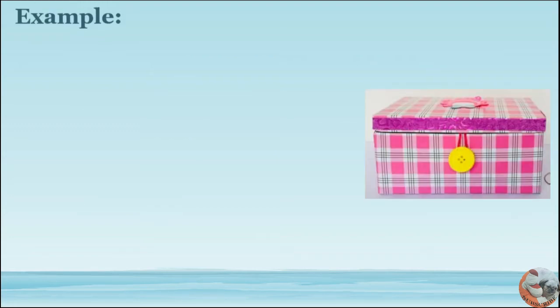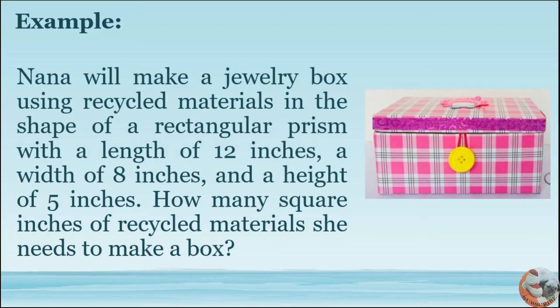Here is an example problem. Nana will make a jewelry box using recycled materials in the shape of a rectangular prism with a length of 12 inches, a width of 8 inches, and a height of 5 inches. How many square inches of recycled material does she need to make a box?